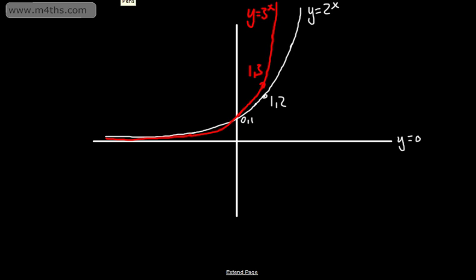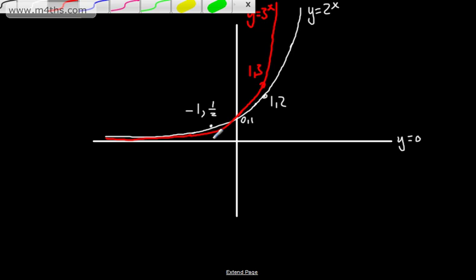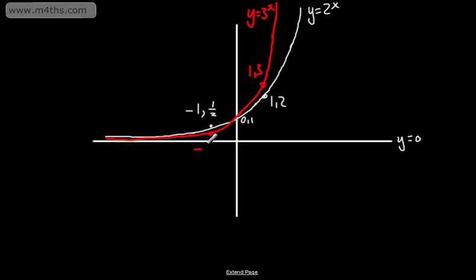Now let's pick this point right here. On this one, let's say this is x equals -1. This is going to be (-1, 1/2). Yet on this one right here, we're going to have -1, and then 1/3. So we can see it's lower for negative values. So that's just an example.